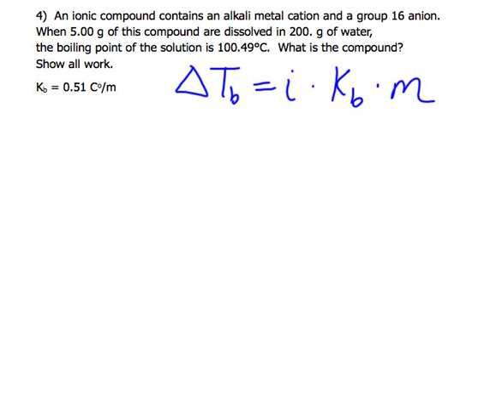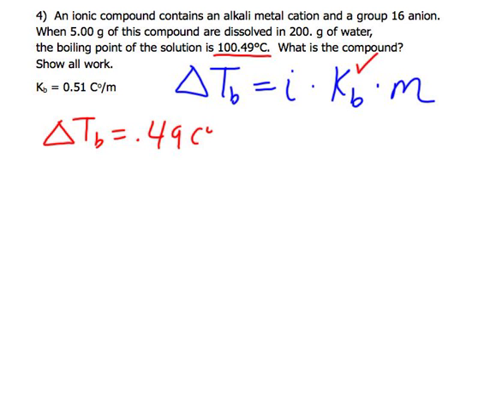And anytime we're going to use this equation, we're going to have to use pretty much all its parts. So let's figure out right now what we know. We know KB off the bat, it's given to us, and we pretty much know delta TB. They give us the boiling point, and we know water normally boils at 100, so the change in the boiling point is just going to be 0.49. So delta TB is known, it's 0.49 Celsius degrees.